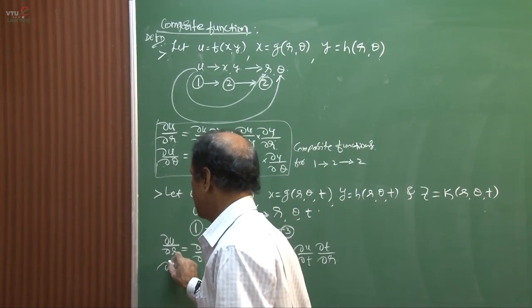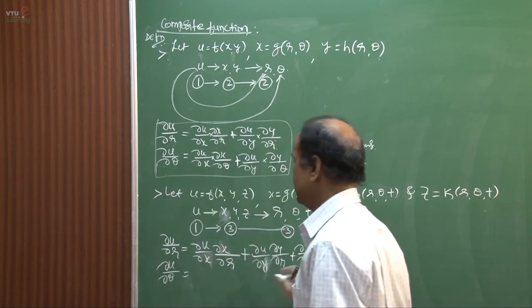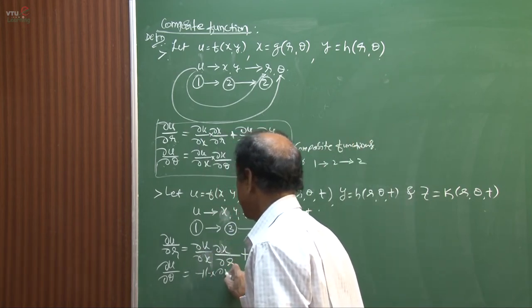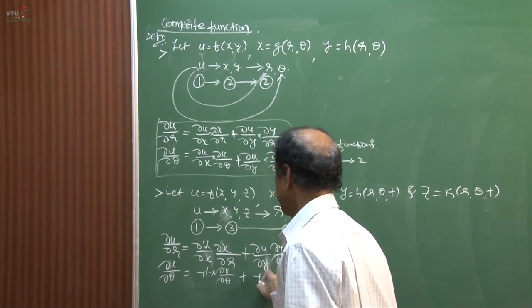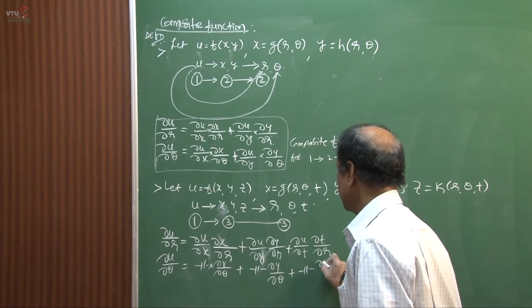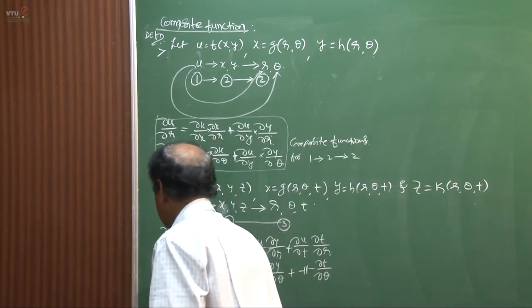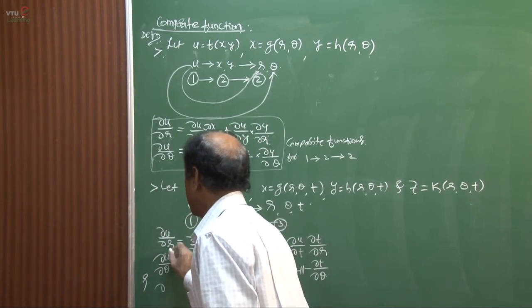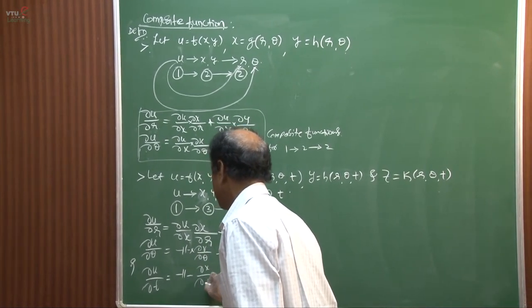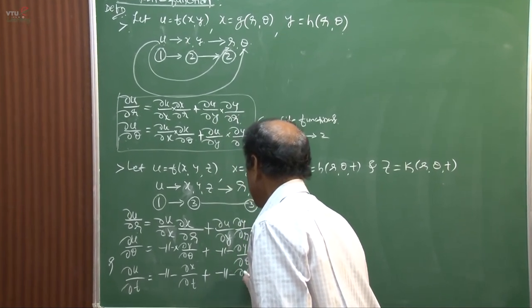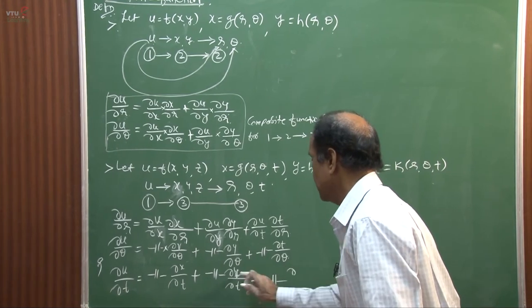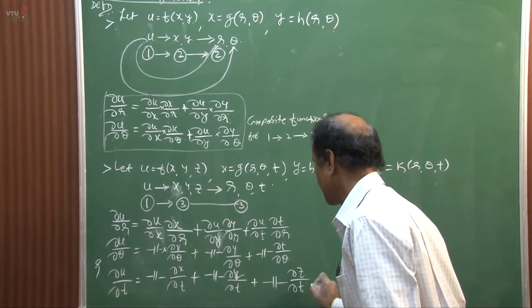This is step number 1, and step number 2 is with respect to theta. So everywhere the same, in place of r you can write theta: del u by del x times del x by del theta, plus the same del u by del y times del y by del theta, plus the same del u by del z times del z by del theta. Next is del u over del t, equal to the same: del u by del x times del x by del t, plus del u by del y times del y by del t, plus del u by del z times del z by del t.